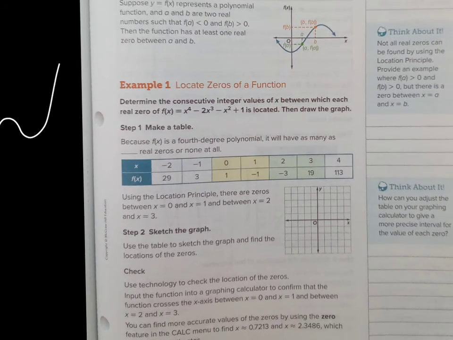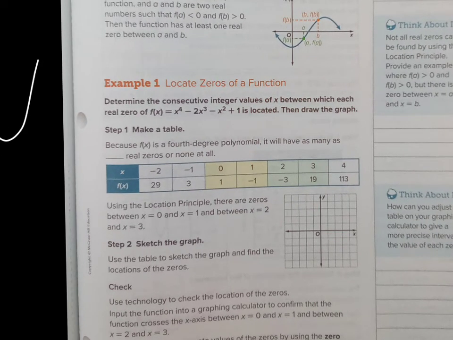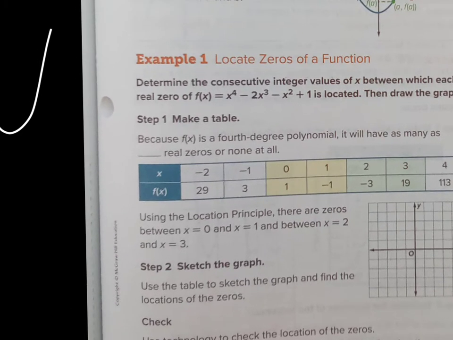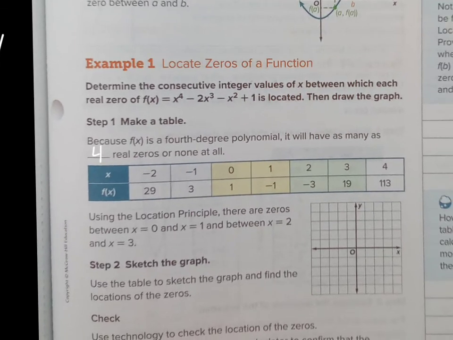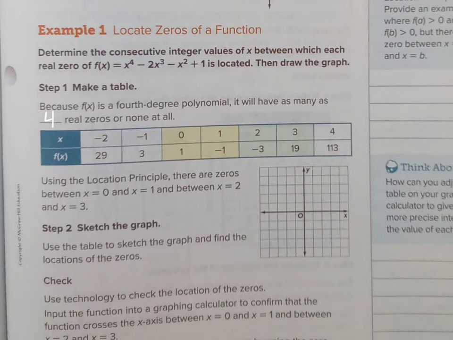It says because f of x is a fourth degree polynomial, it will have as many as 4 real zeros, or possibly none at all, right? If all of this is above the x-axis, we'd have none. But then they made a little xy chart for us, and they plugged some in. And we're going to graph this, so I'm just going to put some points roughly where they would be. So negative 2, 29 is like way up here. I'll put it right there.